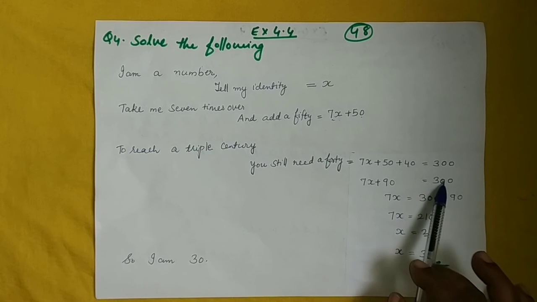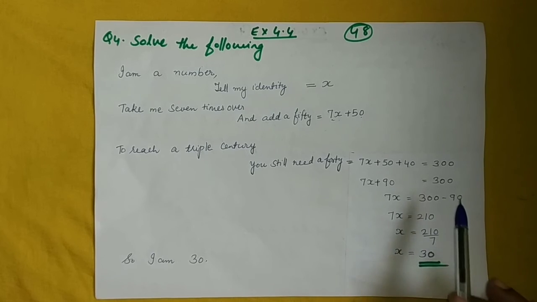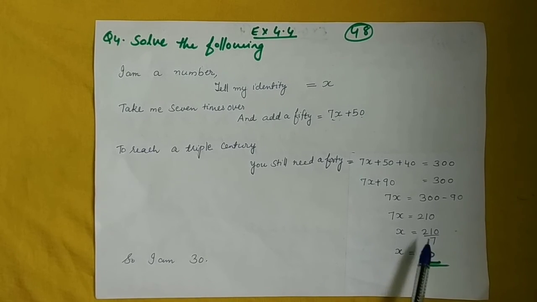So 7x is what? 300 minus 90. Plus 90 is taken from LHS to RHS. So 7x is 210. Here 7 is multiplied by x. We need the value of x only. This 7 we will send from LHS to RHS, so on the RHS it is in the denominator. That means we are dividing 210 by 7. What is 210 by 7? 30. So the value of x is 30. That means the number I was is 30. So I am 30. I am a number, that is where we started. We have found out who I am, what my value is.